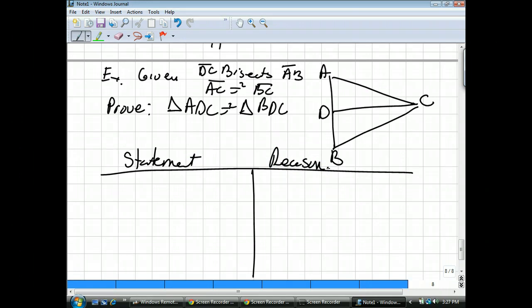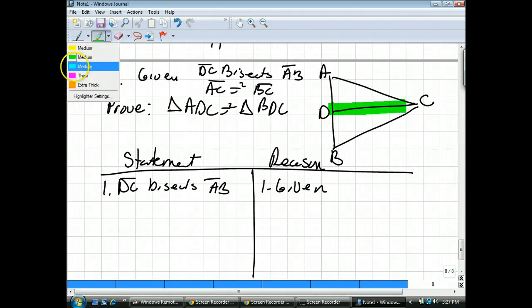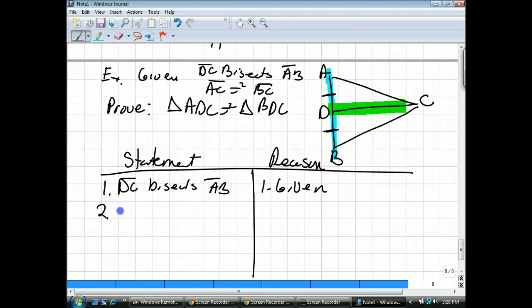Okay, so in this one, first of all, we know that segment DC bisects segment AB. That's given. So this bisects this. So what does that tell me about the picture? It tells me that AD is congruent to DB, by definition of segment bisector. So we can say then that segment AD is congruent to segment DB by definition of segment bisector.